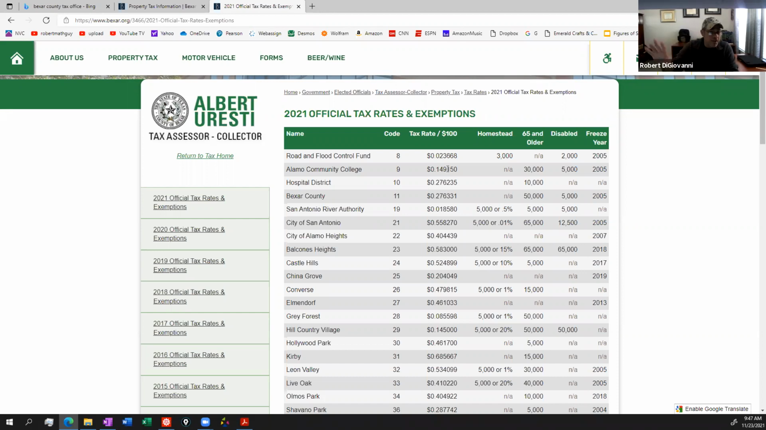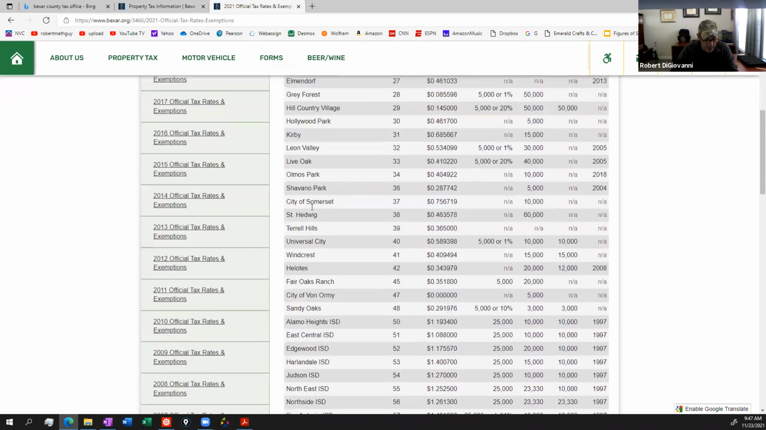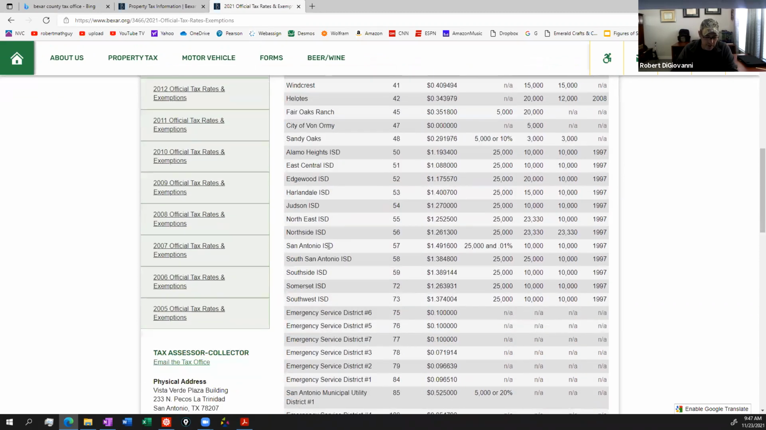That's regardless of whether or not they know anyone that goes to Alamo College. They don't have to have kids that go to Alamo colleges. It doesn't matter. If you live in Bexar County, you got to pay it. And there's all sorts of taxes, for hospitals, for the school districts, right?